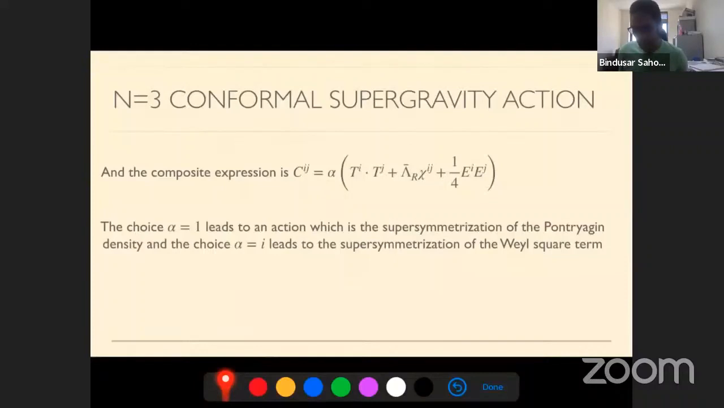If you take alpha equal to 1, this leads to the supersymmetrization of the Pontryagin density, and if you take alpha equal to i, this leads to the supersymmetrization of the Weil square term. So in this way we can find the n equal to 3 conformal supergravity action, which is a linear combination of the Pontryagin density and the Weil square term, supersymmetrization of that. The action is quite big, so I'm not giving it here, but this is essentially what we find.